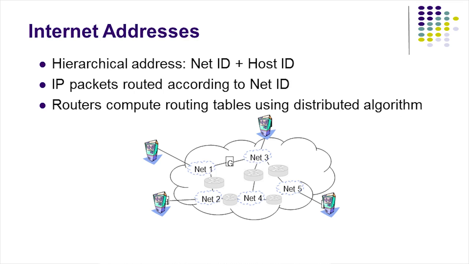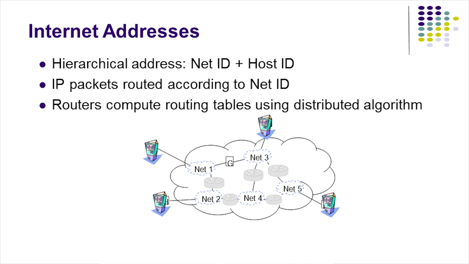Each host in the Internet is identified by a globally unique IP address. Strictly speaking, the IP address identifies the host's Internet interface rather than the host itself. A router is attached to 2 or more physical networks, with each network interface assigned a unique IP address. For scalability, Internet addresses are hierarchical, consisting of network ID and host ID within a network.